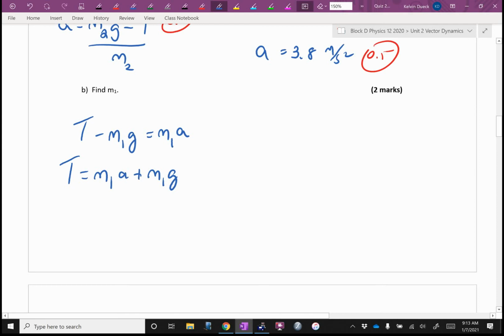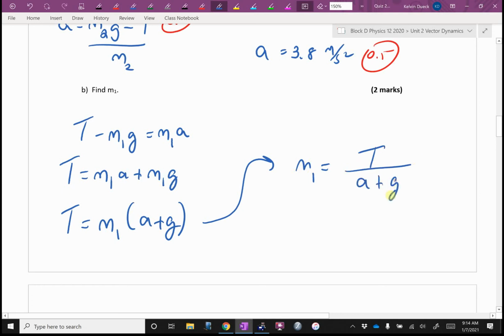How many M1s do I have, Noah? How many would I prefer? It would be really cool if there was a grade 9 mathematical operation that I could pull out of my back pocket and somehow turn this from 2 M1s into 1. There is. Who remembers? Yeah, GCF. So I can factor out a greatest common factor of M1, and I'll get A plus G. What's the bracket doing to the M1? Multiplying. So how do I move the bracket over? Divide. M1 is going to be tension divided by A plus G, or G plus A.